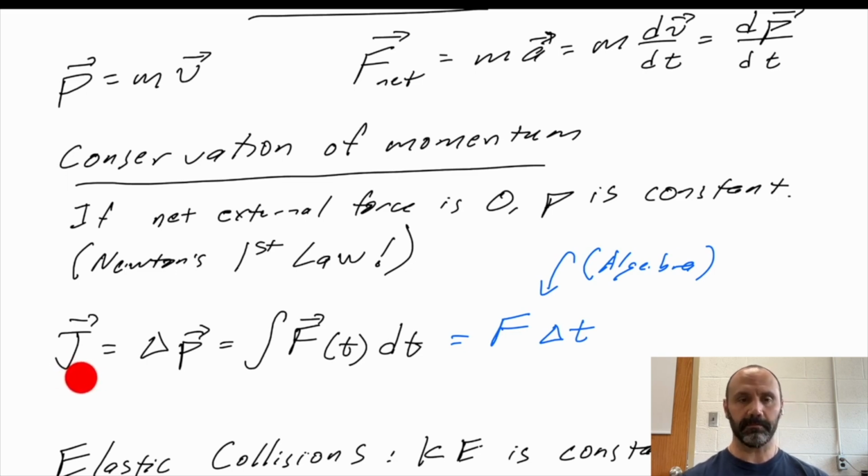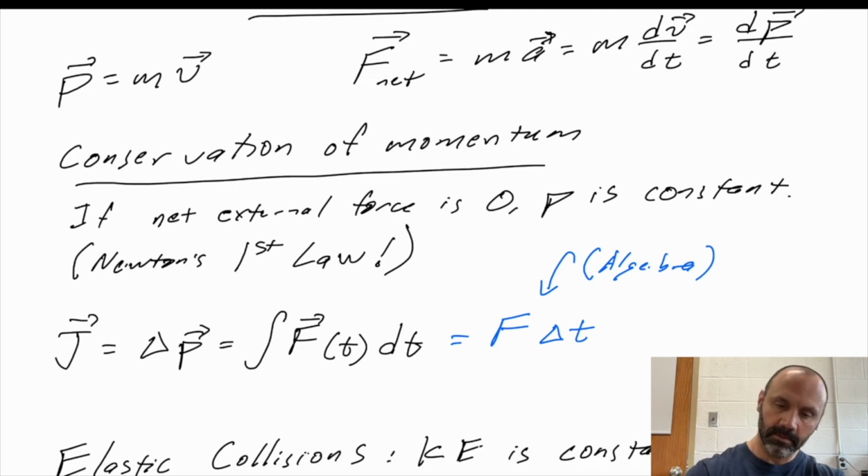J is impulse. Personally, I don't like the term impulse. I wish it was just change in momentum. We could just call it change in momentum. Impulse makes people think about force: impulse, impact, that kind of idea. So when you hear impulse, just think change in momentum. Just replace it in your mind. Algebraically, it's force times delta t. And then here, it's the integral of F of t dt.